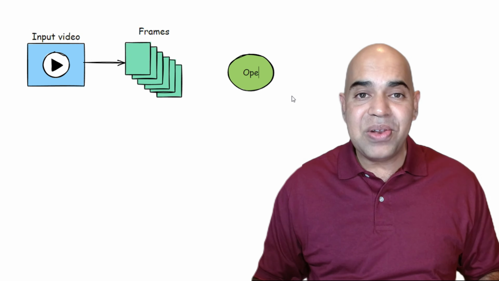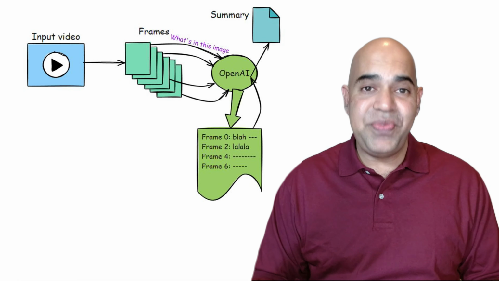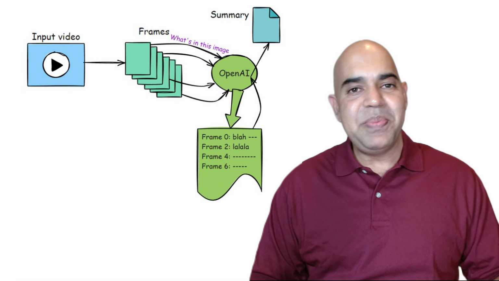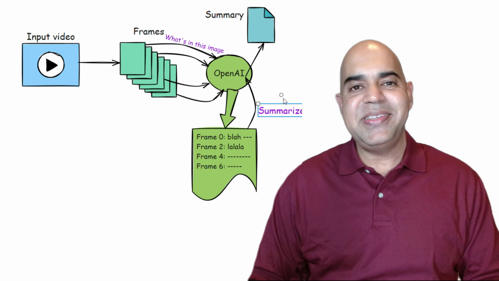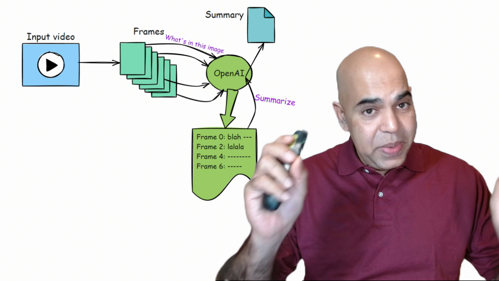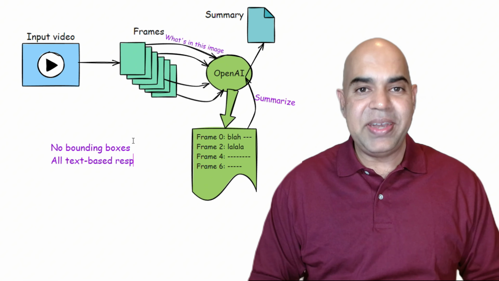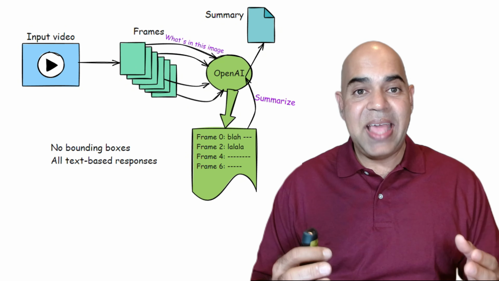Okay, I capture a frame every 2 seconds of the video and send it to OpenAI asking, "What's in this image?" My program captures each response. Once responses for the desired frames are collected, my program asks OpenAI to summarize the responses. And then we have an awesome summary. There will be no bounding boxes like YOLO. The explanations are all text-based, and the text is amazing.